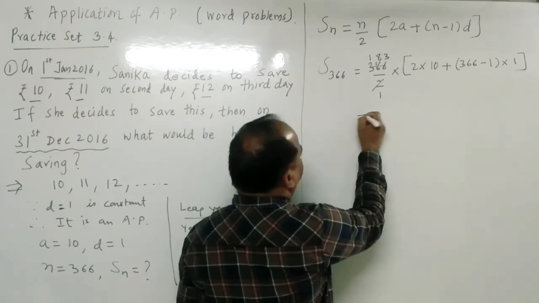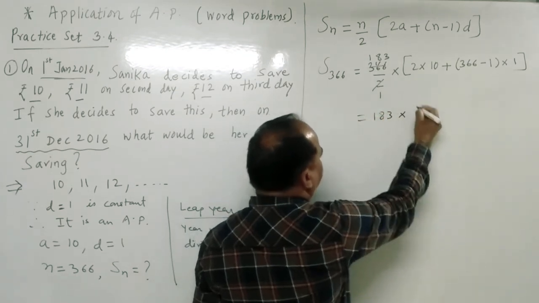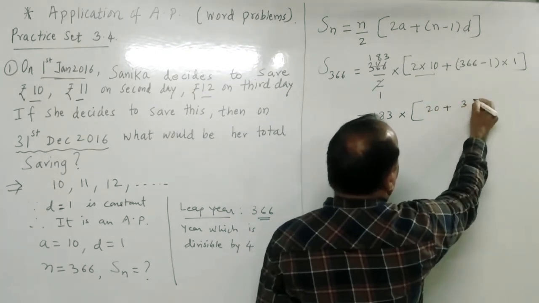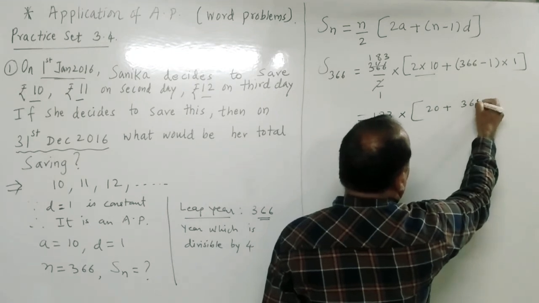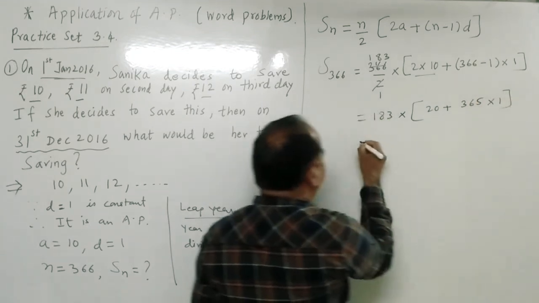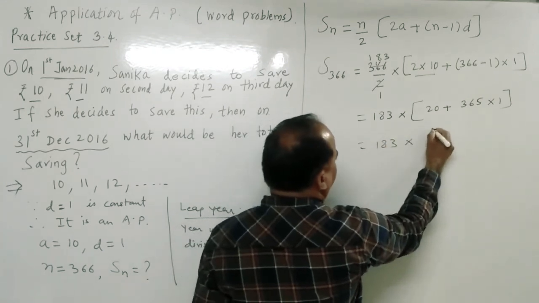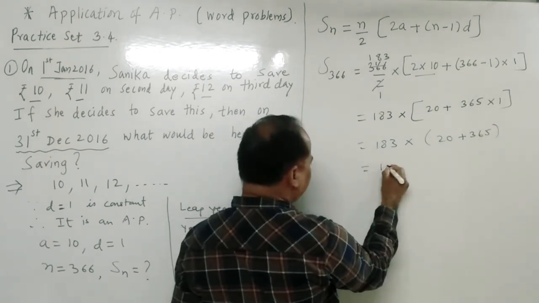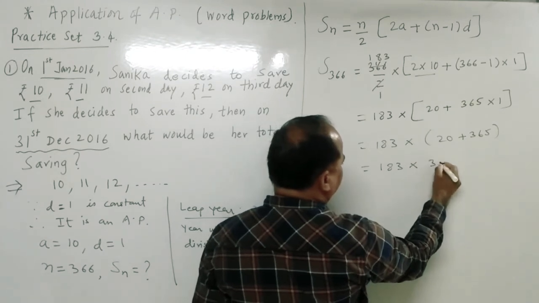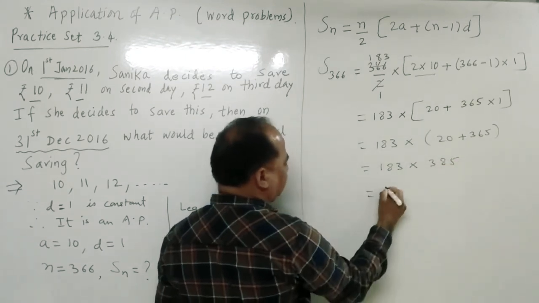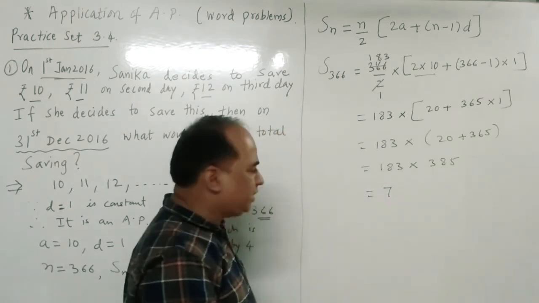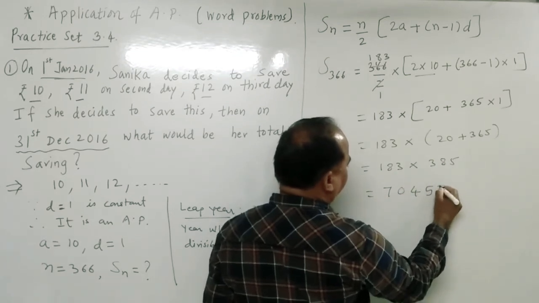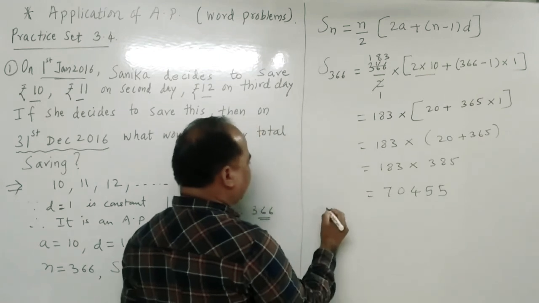So S_366 is equal to 183 into, multiply 2 tens are 20, plus 365 into 1, which is equal to 183 into 20 plus 365, is equal to 183 into 385, which is equal to... If we multiply 183 into 385 it is equal to 70455.